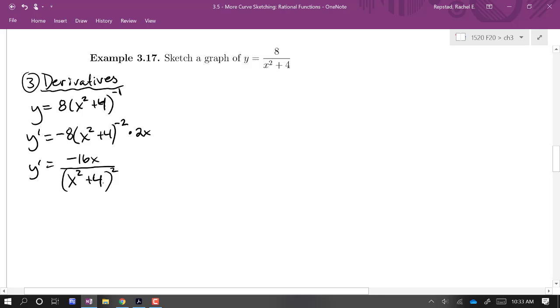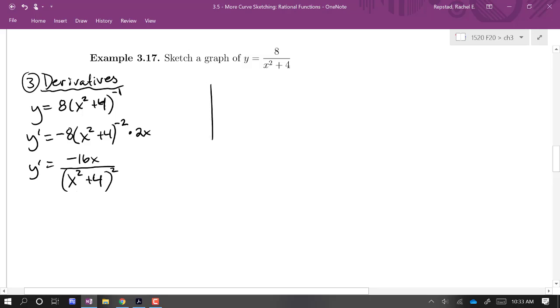Now, we can make a little sign chart for this that won't be too hard. It's a fraction. All of the things that we did last time when we made the sign chart still apply here. You want it to be factored, and when we're talking about fractions, that means that we want the numerator and denominator to each be factored. And they already are, right? I've got negative 16x, that's just negative 16 times x, that'll get its own row. And then in the bottom, I have the square of x squared plus 4.